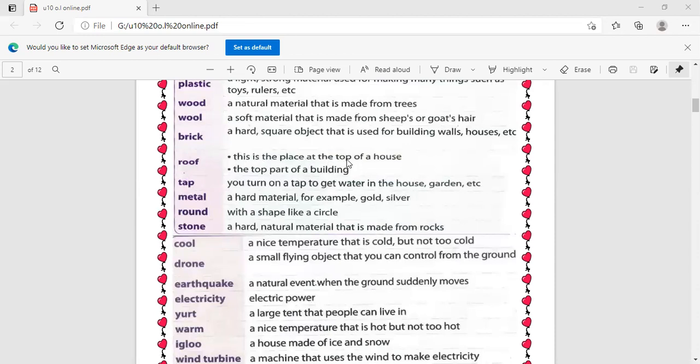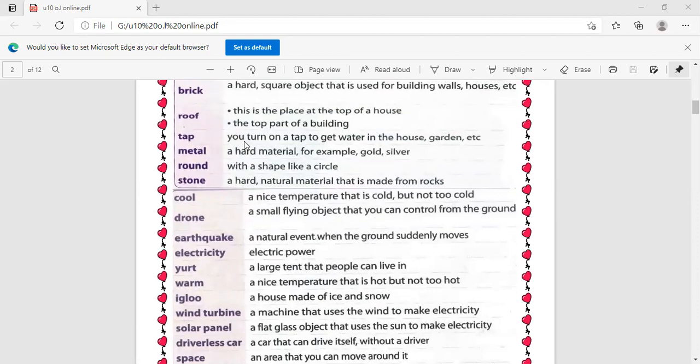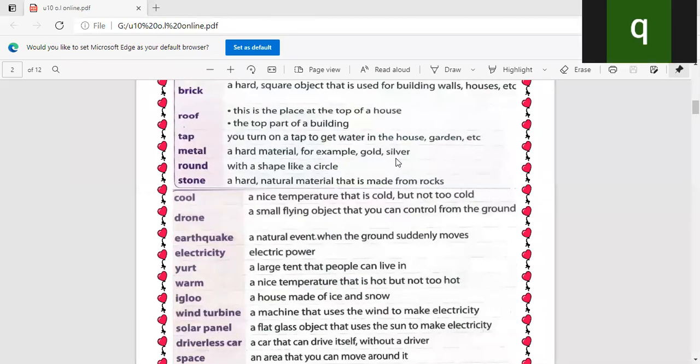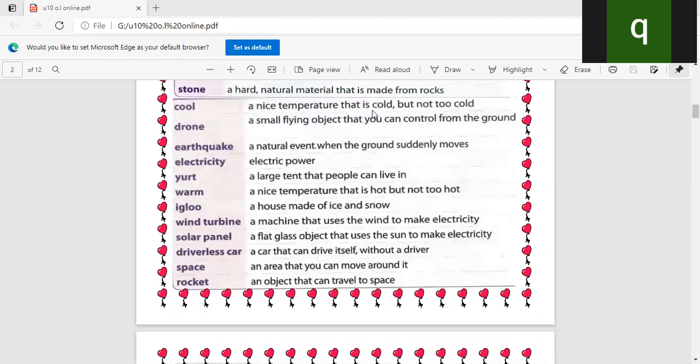Roof, this is the place at the top of the house, the top part of the building. Tap, you turn on a tap to get water in the house or the garden, to wash your face or wash anything, you use the tap. Metal, a hard material, for example, gold, silver. Round, with a shape like a circle. Stone, a hard natural material that is made from rocks. Cool, a nice temperature that is cold but not too cold.